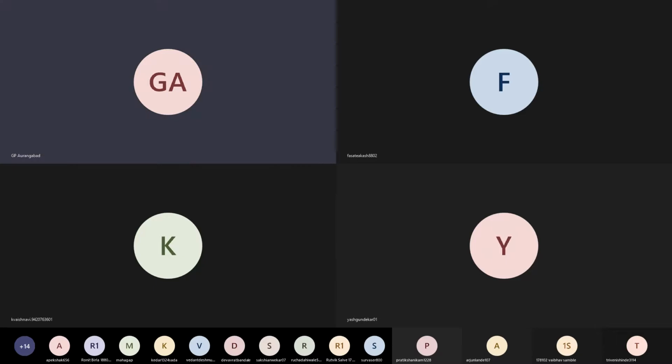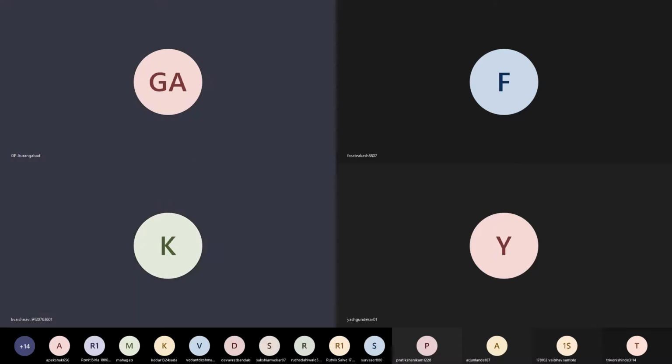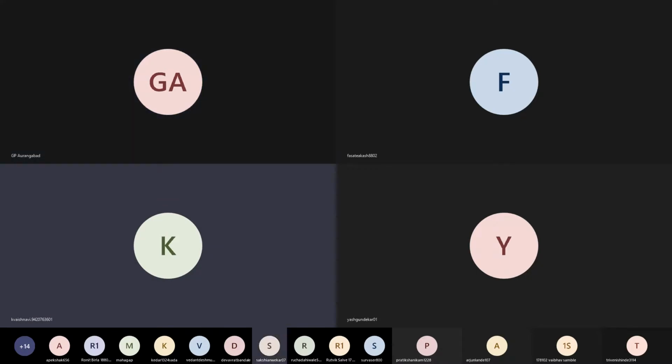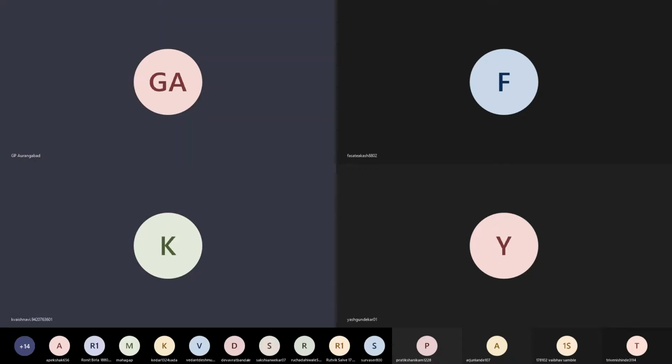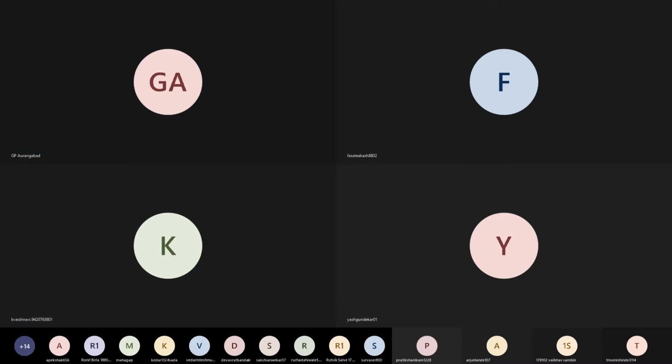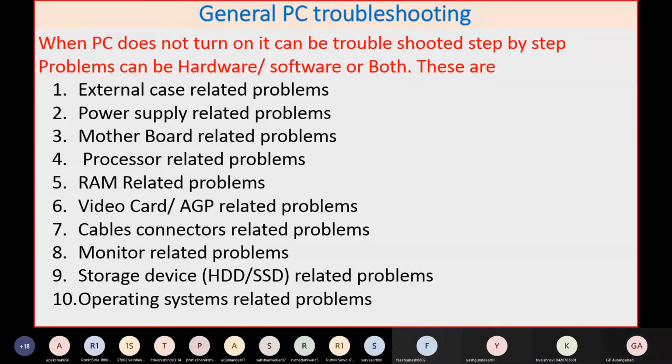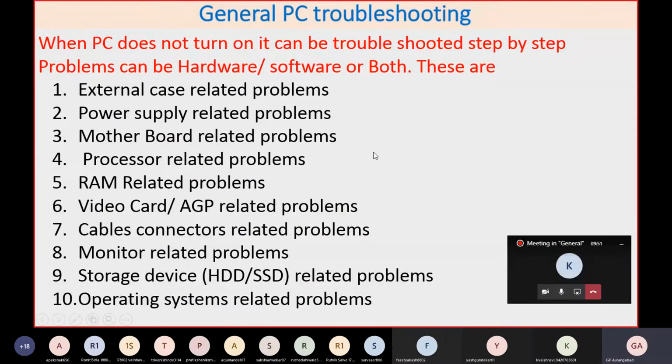Can you see the screen? No, sir. One minute, one minute. Okay, now you can see the screen. Yes.